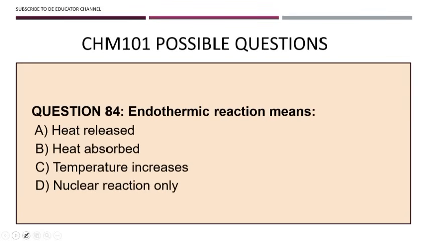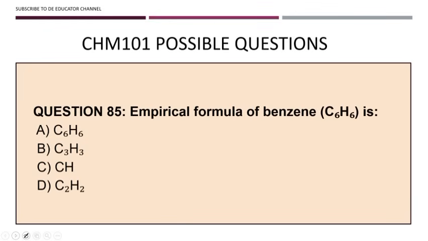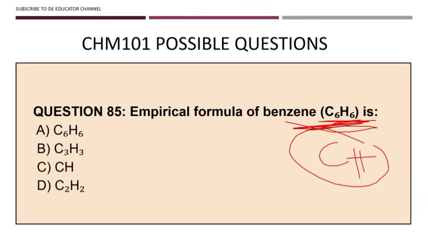Dative. 84. Endothermic reaction. In endothermic reaction, what happens? In endothermic reaction, heat is absorbed. Please take note of that. All right, heat is absorbed, while in exothermic, heat is released. Okay. Empirical formula of benzene. Remember, I said empirical formula is the smallest form. So if you divide this benzene formula, 6 can go here, that's going to be C. 6 can go here, that's going to be H. So the smallest formula is CH, and that is option C.